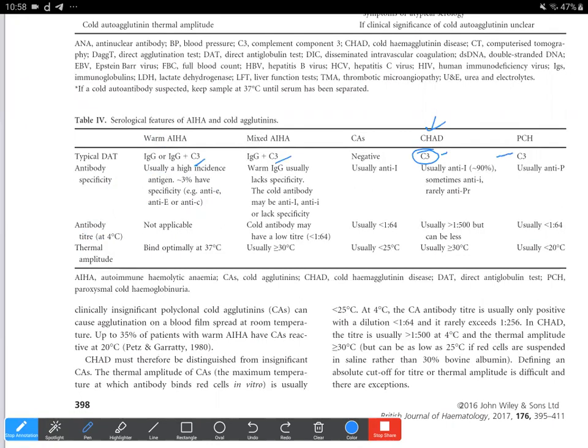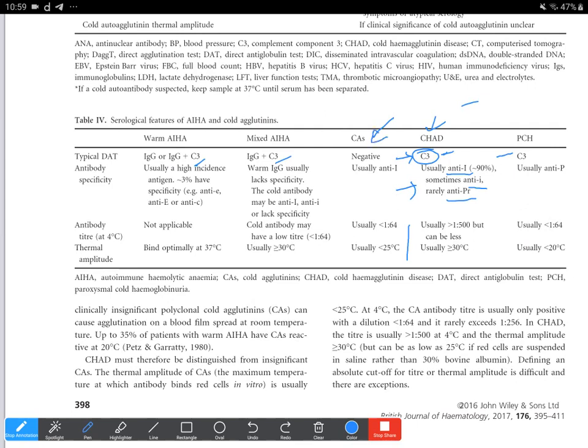So in case of CHAD, there's no typical feature that will point towards it, except that there would be a clinical history of cold intolerance. The DAT shows this C3 positivity, and the antibody specificity is usually anti-I, big I and small I, and rarely anti-Pr also. Here mostly the titers and the thermal amplitude will differentiate it from the secondary form of cold hemagglutinin disease, that is the cold agglutinin syndrome.